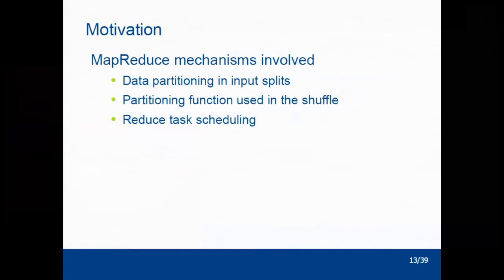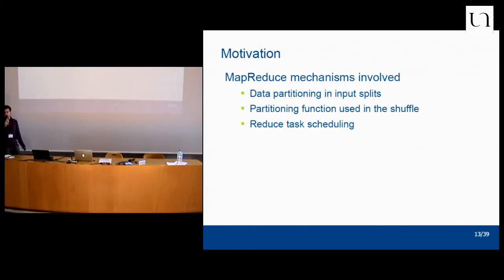In order to know how many transfers are going to be performed in the shuffle phase, there are three mechanisms in MapReduce that are involved. First, how the data is partitioned in the input splits, which afterwards will generate the intermediate keys. Then, the partitioning function, which will assign intermediate keys to reduce tasks. And finally, how these reduce tasks are going to be scheduled to the workers that execute those tasks.